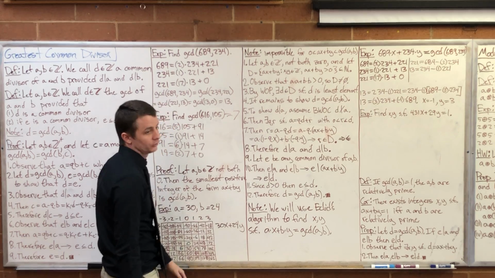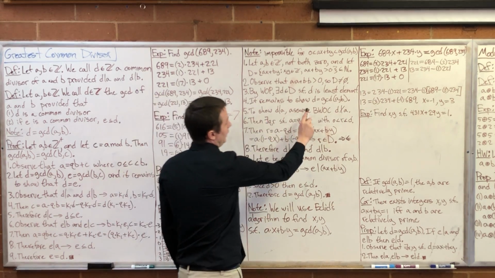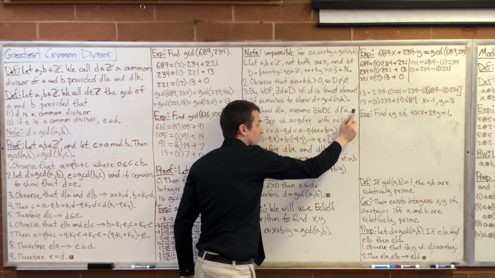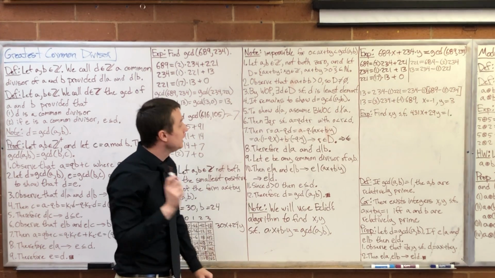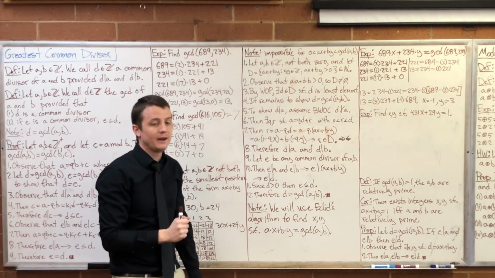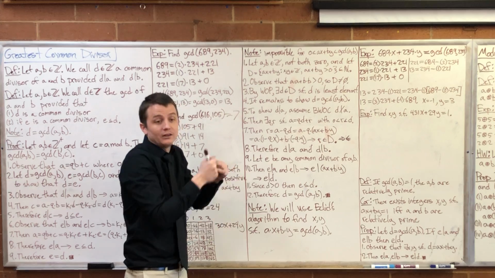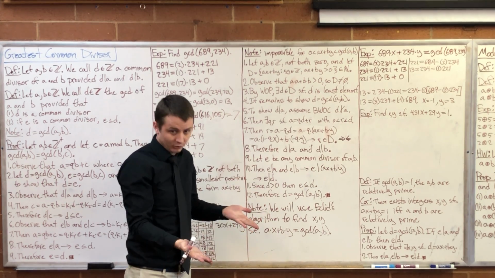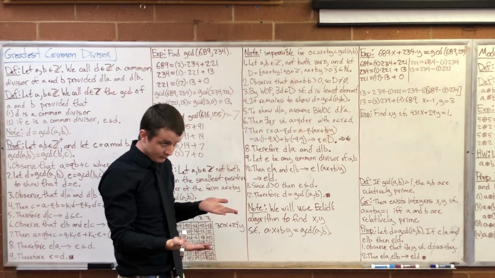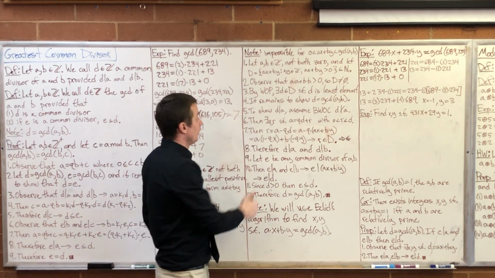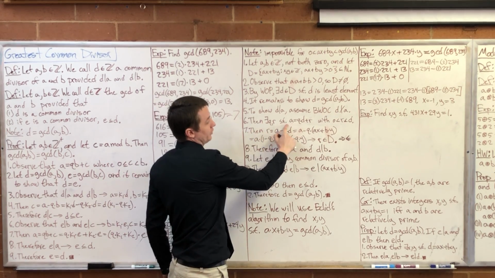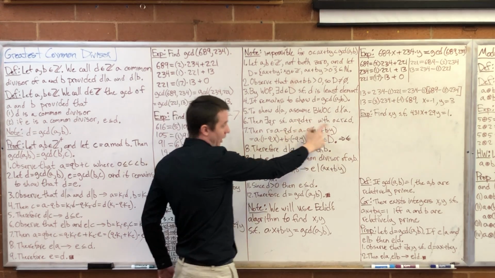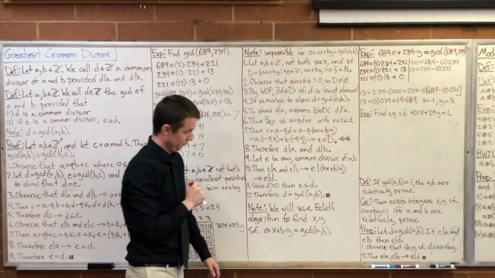I'm going to do this by way of contradiction. To show d divides A, assume by way of contradiction that d does not divide A. If d does not divide A, what does that mean? It means when I do A divided by d, I get a remainder. It doesn't go in evenly. There's a remainder when you do the division. Does that make sense? Yeah. So then, there exist Q and R such that A is equal to Qd plus R, with R between 0 and d.